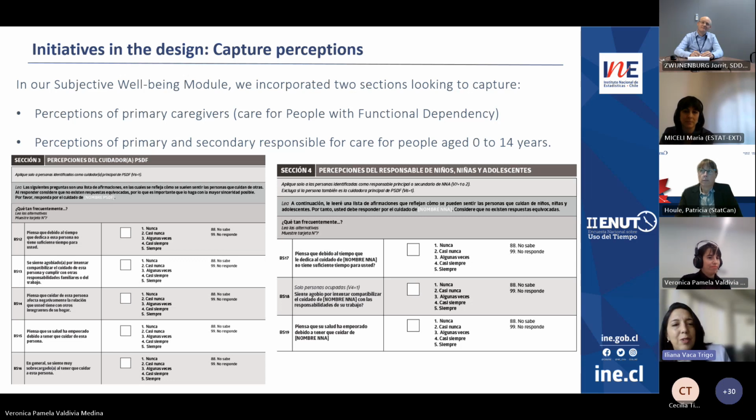Thank you, Veronica. It was short, but it was very interesting, and we also congratulate Chile for this quick response to policy demands and for showing us the adaptation that the time use survey needed. And please share with us the results, and if you have any comparability issues with your previous survey, we will want to know about that later.